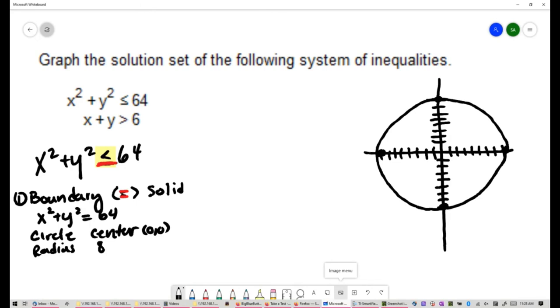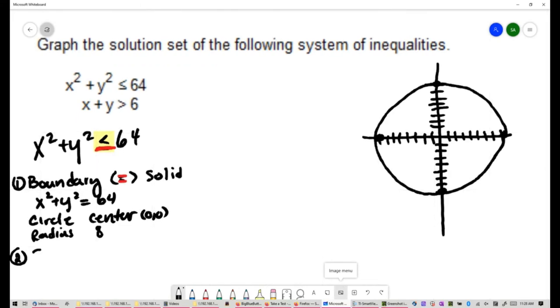And then after we've done the boundary, we want to figure out the shading. So once we draw that boundary line, it divides up our coordinate plane into sections. For the circle, we have a section that's inside. We usually call it a region inside, or a region outside the circle. We need to figure out which of those regions is part of the solution. So to do that, we pick a test point. And there's only one rule with the test point, and the rule is that you cannot pick a point that's on the boundary line. You can pick any ordered pair you want that's not on the boundary line.